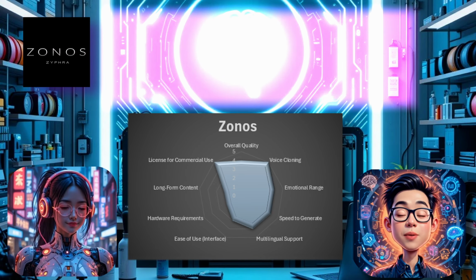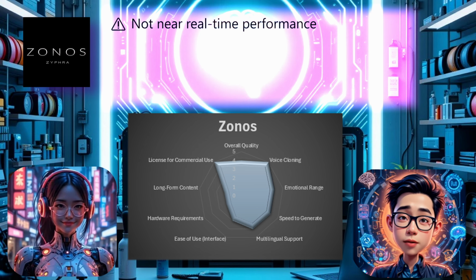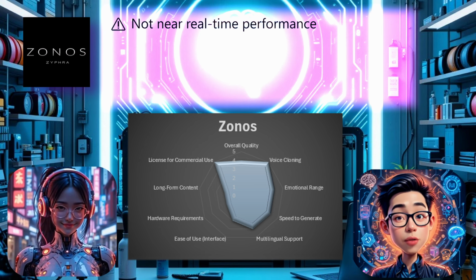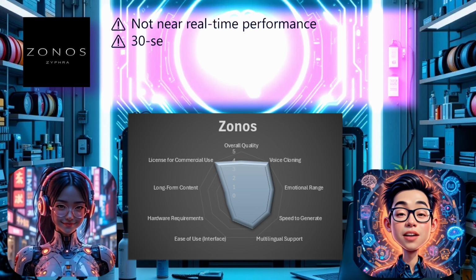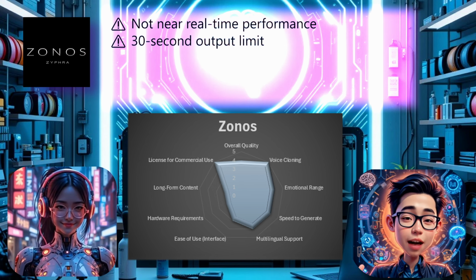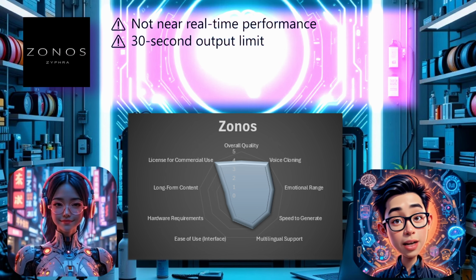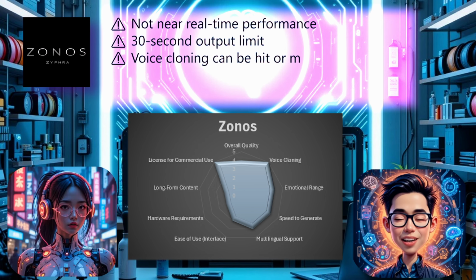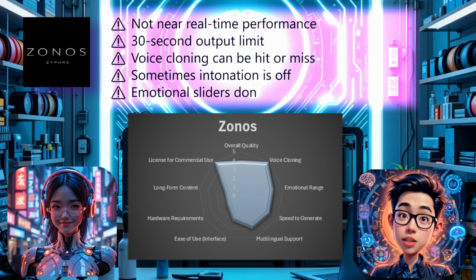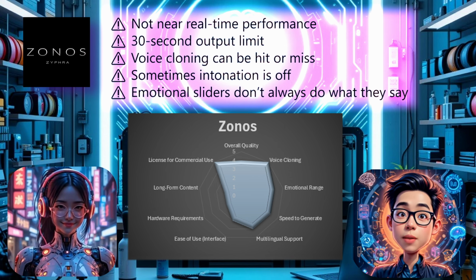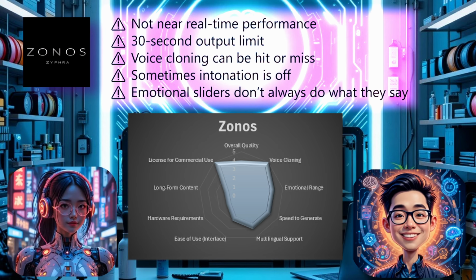As mentioned, my experience with Zonos was not near real-time performance as I'm using RTX 4070 with 8GB VRAM. If you want real-time performance, you need to have better gear than I do. On the other hand, there's also a 30-second output limit, so you'll need to split and stitch longer passages. That can get annoying. Voice cloning can be hit or miss. Sometimes intonation is off, and the emotional sliders don't always do what they say. You might get abrupt quality changes or audio artifacts at the ends of clips.